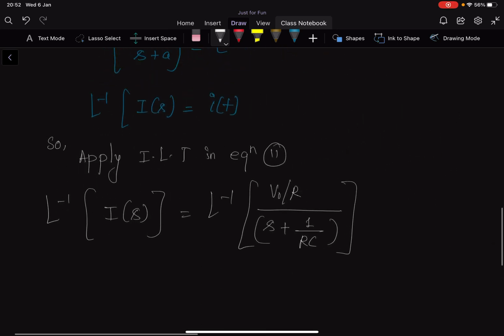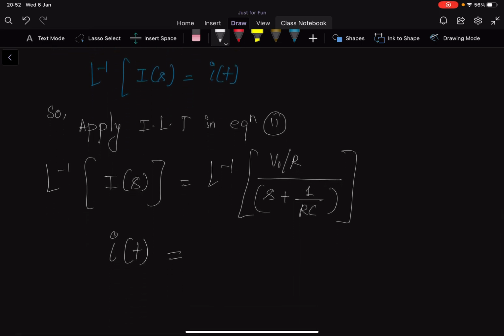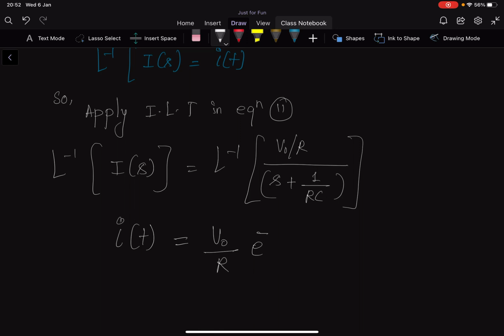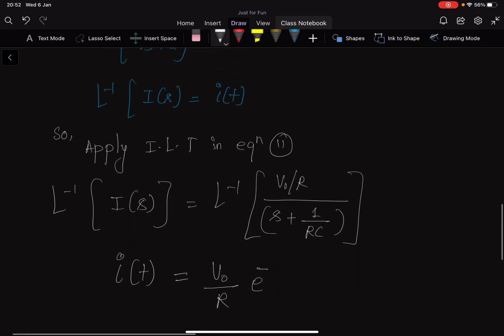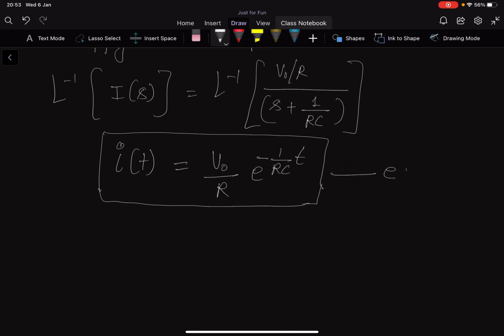So if you look at the formula, inverse of I(s) is going to be i(t). So we'll get it here. And then you have inverse of the constant, that's the constant V naught over R. So it can go outside, V naught over R, so that's not going to affect. So leftover is 1 over s plus 1 over RC. So the value of a here is going to be 1 over RC. So in terms of a, in the formula we have 1 over RC. So it's going to be e to the minus 1 over RC t. So that is our expression for the transient current analysis, right? We'll say equation 3.